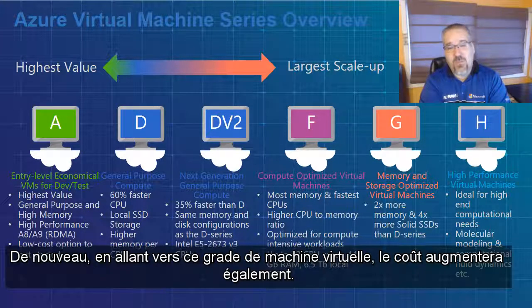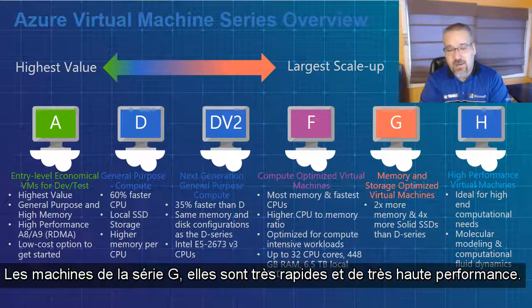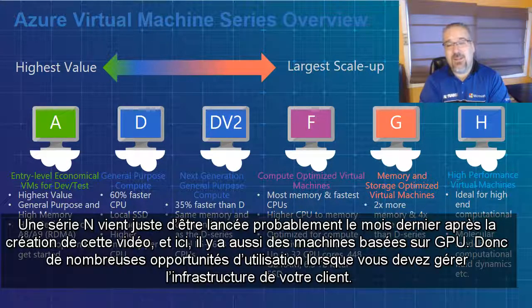And as we move up this rank of virtual machine, the cost also will increase. You get up to the G size series machines. They're very, very fast. And then the high performance virtual machines and N series actually was just launched probably in the last month or so after this presentation was created. And they also have GPU based machines. So lots and lots of opportunity for you to use what you need to manage your customers' infrastructure.